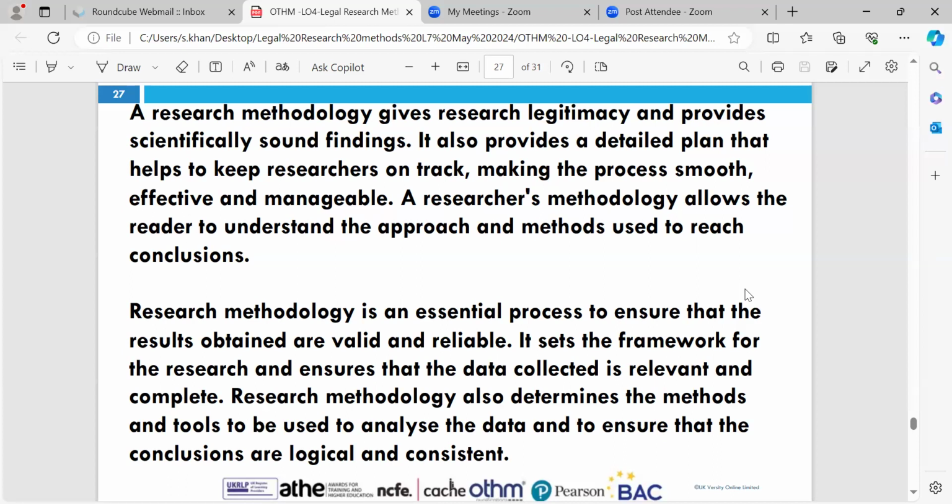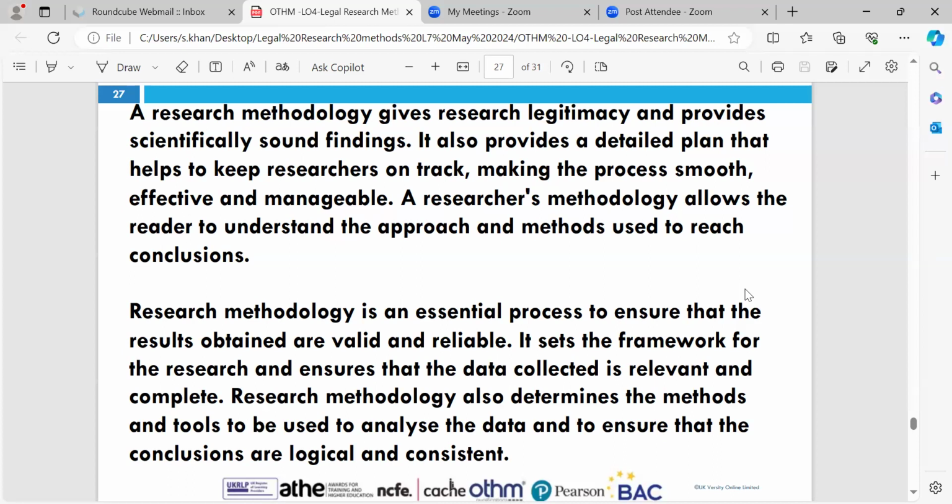Research methodology is an essential process to ensure that results obtained are valid and reliable, and that's really important in any sort of research methodology. You need to make sure that when you're using resources for your research, it's clearly mentioned that they are valid and reliable, because they have to be valid and reliable for you to use them to identify if there are any flaws within what you're doing.